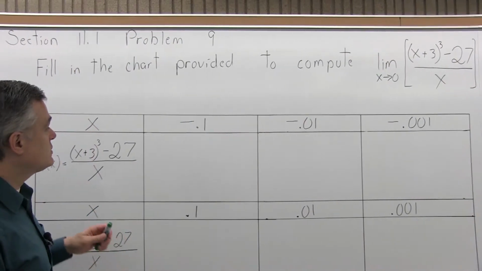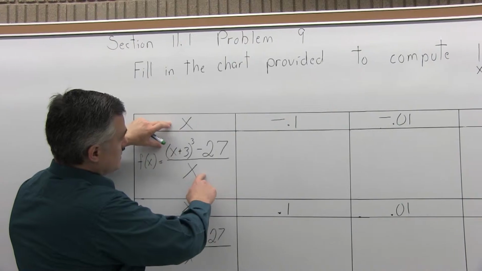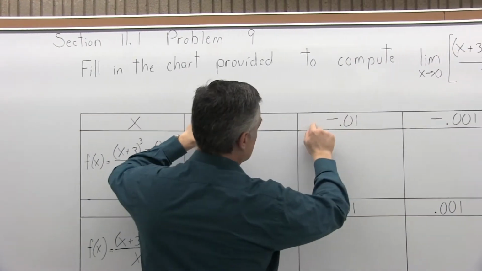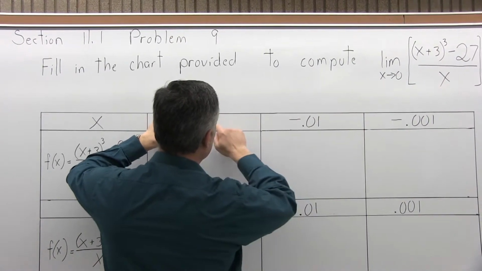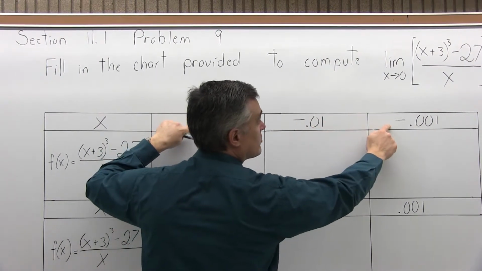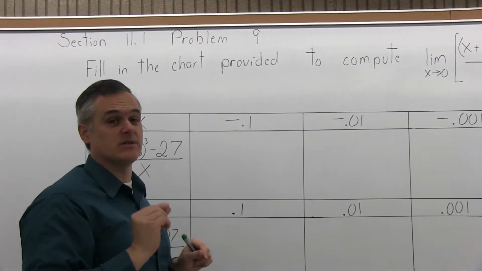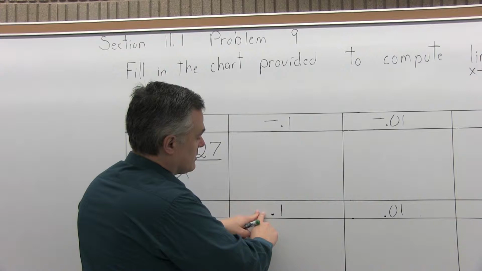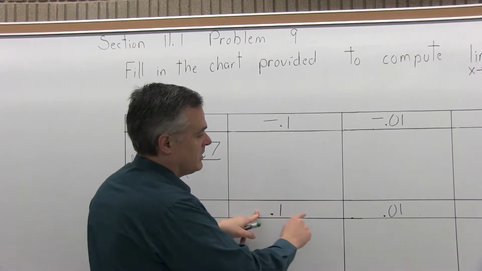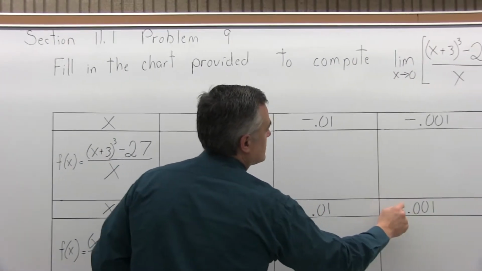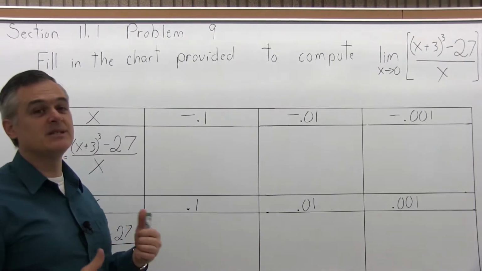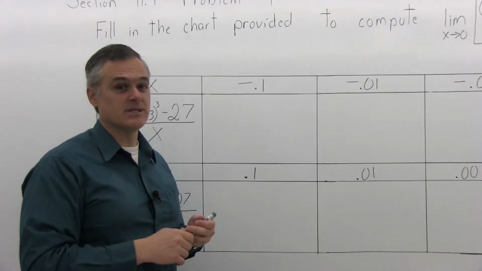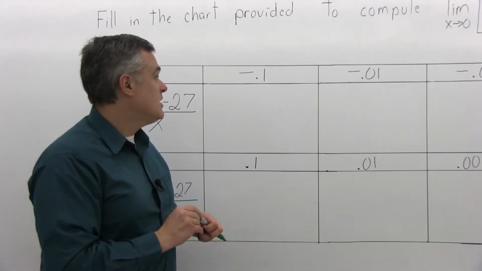So what the chart is doing is it's telling you for this function, put in input values that are getting ever closer to 0. These input values, negative 0.1, negative 0.01, negative 0.001. So these are values a tiny bit smaller than 0. And we're also going to put in input values a little tiny bit bigger than 0, 0.1, 0.01, 0.001, and see what's happening with our output. What are we getting closer to? This is a good process to really understand how a limit works.